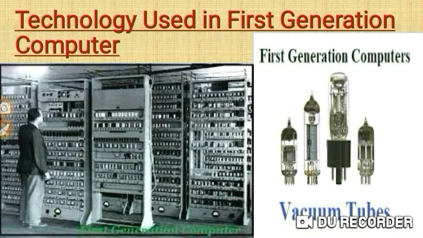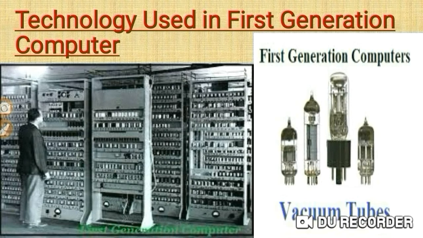Failure of one vacuum tube causes error in computing, and you can see the size of the first generation computer is very big and thousands of vacuum tubes are there. So it was very difficult to find out which vacuum tube was causing the error or failure, and the replacement of an old vacuum tube with a new one took 15 to 20 minutes.